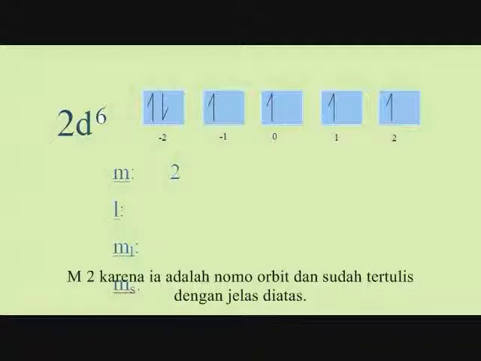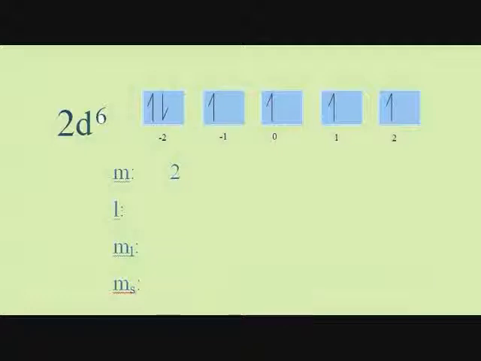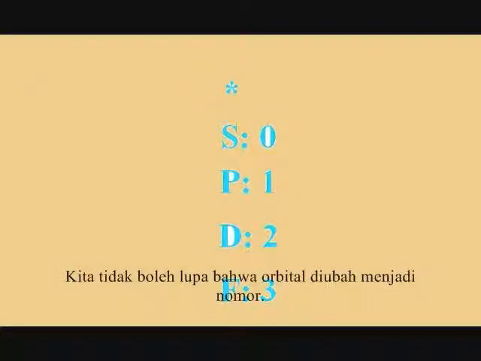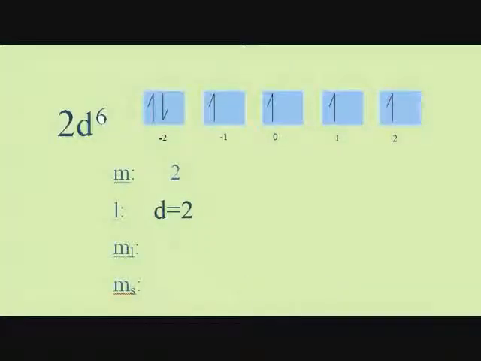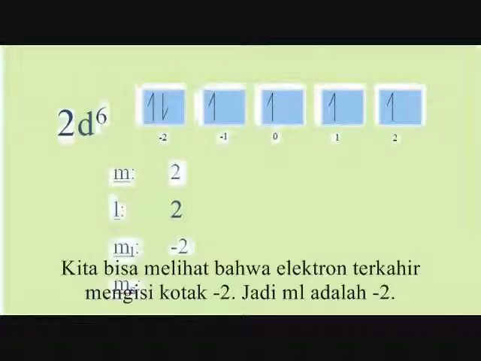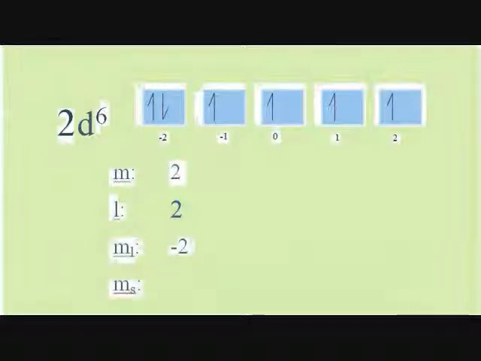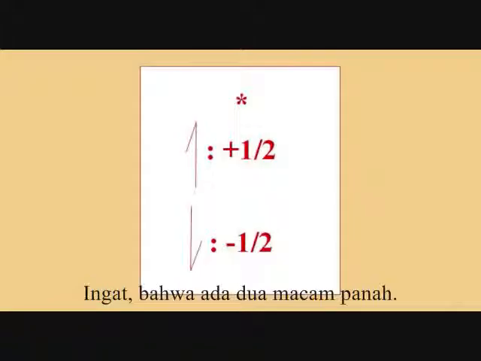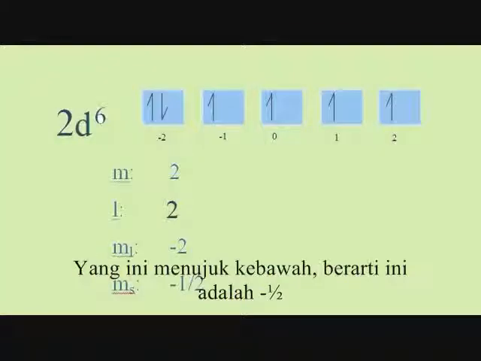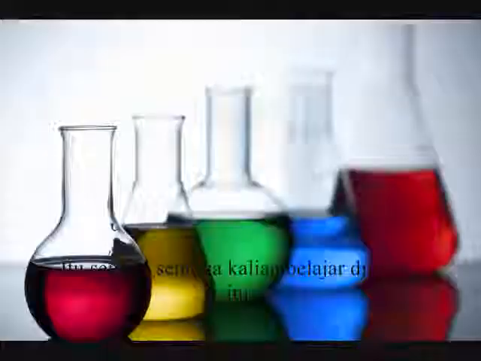N is 3 because it is the main energy level and is clearly written in the quantum numbers. Now we should remember that orbitals are switched into numbers. So D equals 2, and so the L is 2. We can also see that the last electron that entered the box is negative 2, and so ML is negative 2. Remember that there are 2 types of arrows. This one ended facing downwards, so it is negative half. That's it, guys. I hope you learned useful things from this video.